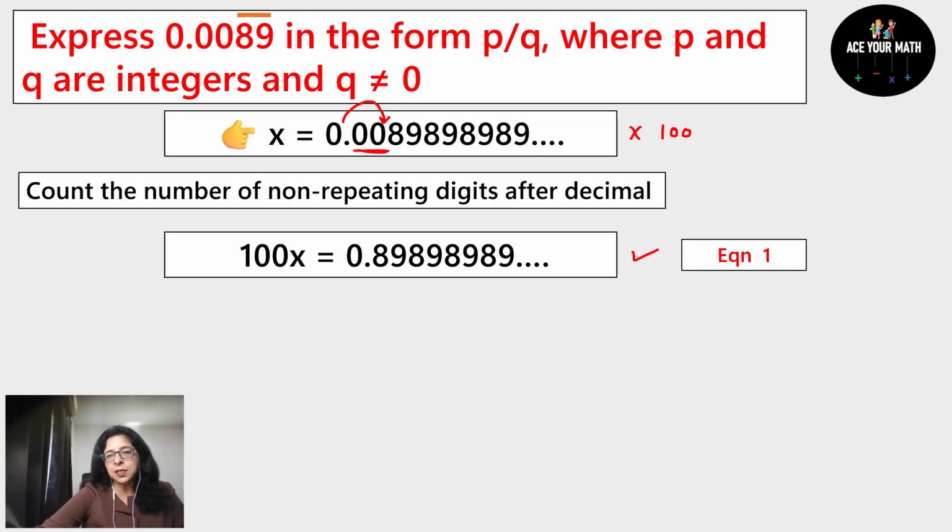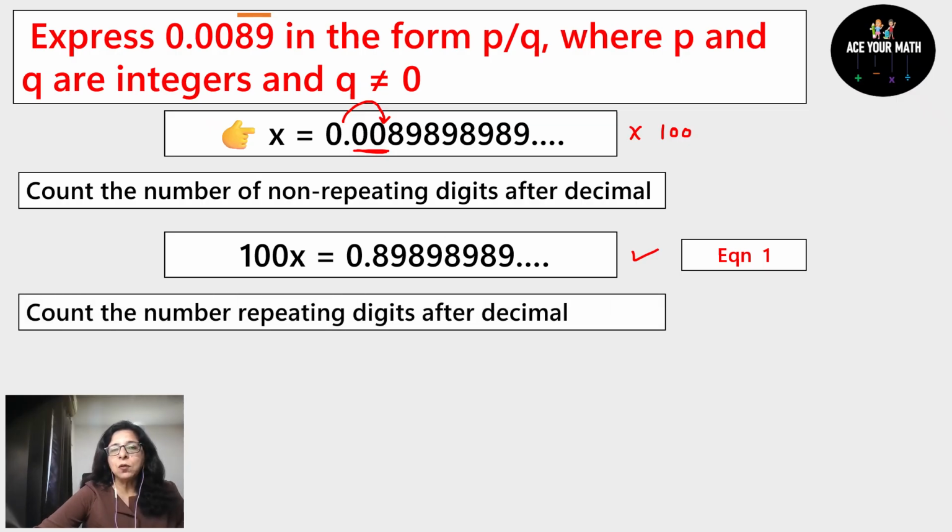Now look at the next step. This time you will count how many digits are repeating after the decimal. In the equation, there are two digits which are repeating: 8989, two digits which are always repeating. So this time again you will multiply equation 1 by 1 and then two 0s, because there are two digits repeating. If there are three digits, you will multiply by 1 and three 0s, that makes 1000. Since there are two digits, I'm taking 1 and two 0s.